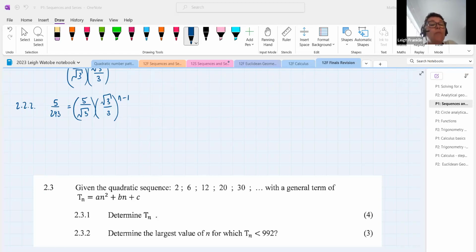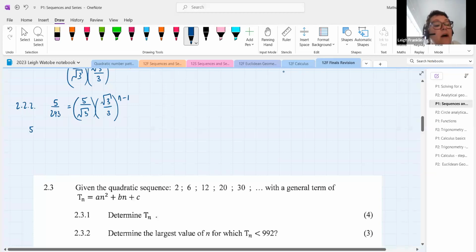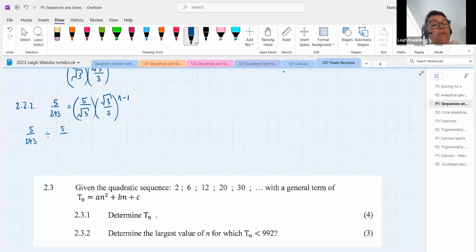Absolutely. So we're dividing both sides of our equation by this value over here, which is the coefficient of our base. So I'm going to take 5 over 243 and I'm going to divide it by 5 over root 3 because I want to isolate my base. And of course, when I divide fractions, I know that I have to tip and times. So that gives me 5 over 243. And now I'm going to multiply that by root 3 over 5. And it's going to be equal to root 3 over 3.